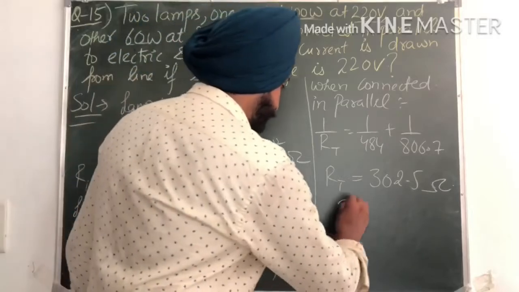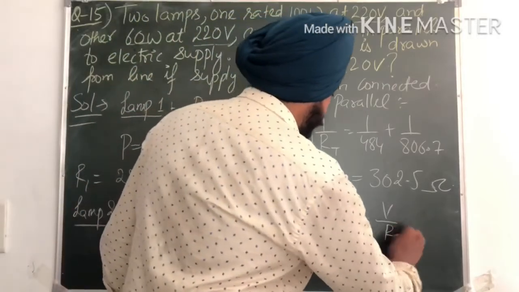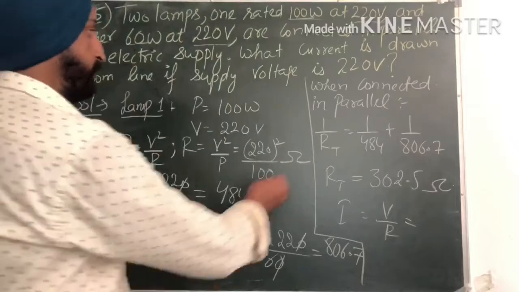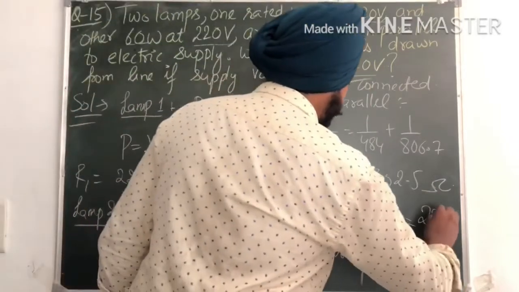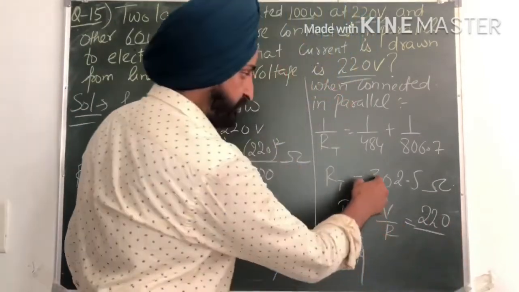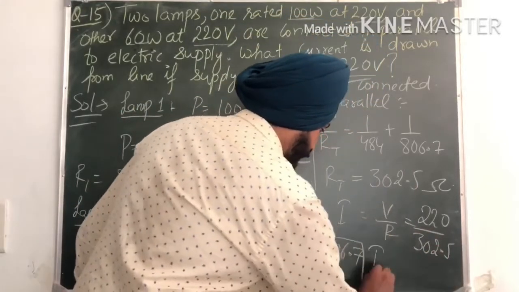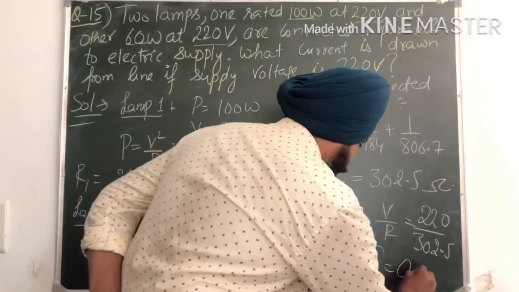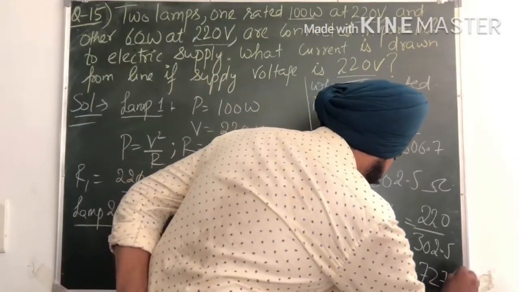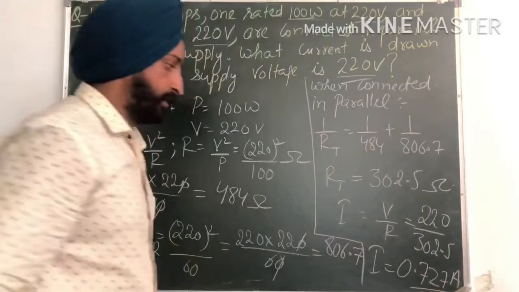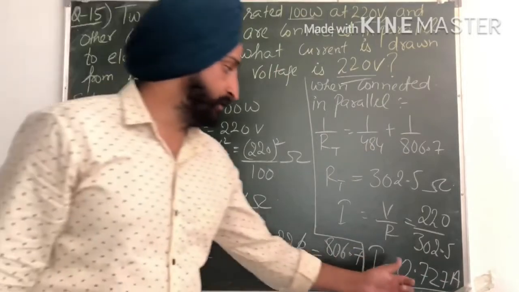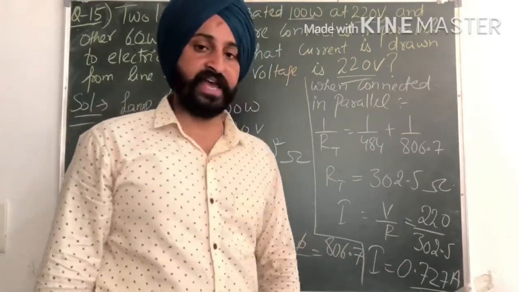So current is V by R. Voltage is 220 volt, resistance is 302.5. So our current would be equal to 0.727 ampere approximately. So our answer would be approximately equal to 0.727 ampere.